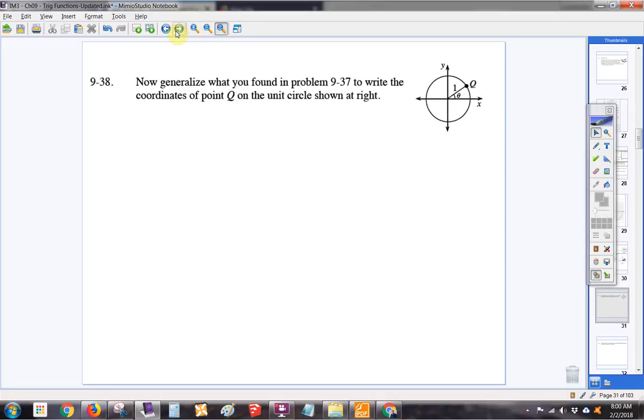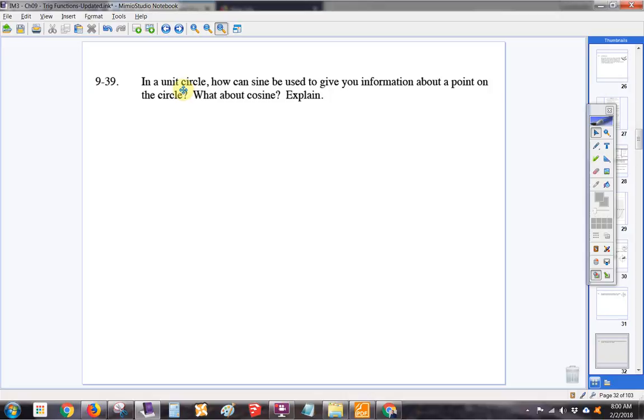Then in 9-38, see if you can generalize and write the points for Q without being given a specific angle, and I kind of gave you a big hint there on the last problem. 39 says, in a unit circle, how can sine be used to give you information about a point on the circle? What about cosine? So what information does sine and cosine give us in relation to that point? But again, I sort of talked about that a second ago.